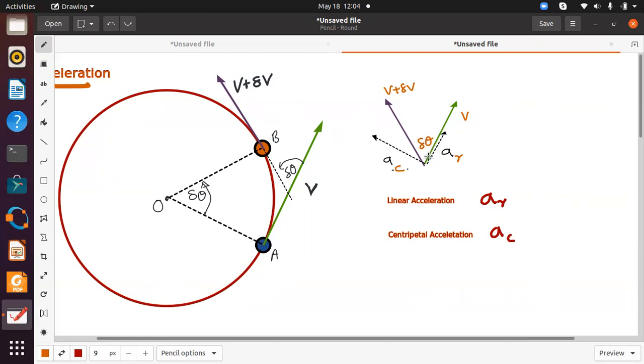Now here's the thing: we're going to divide the resultant acceleration into two components. This is the tangential component, and this is the radial component. This is the change in the direction of the velocity. So we call this the linear acceleration a sub r, and the centripetal acceleration a sub c.